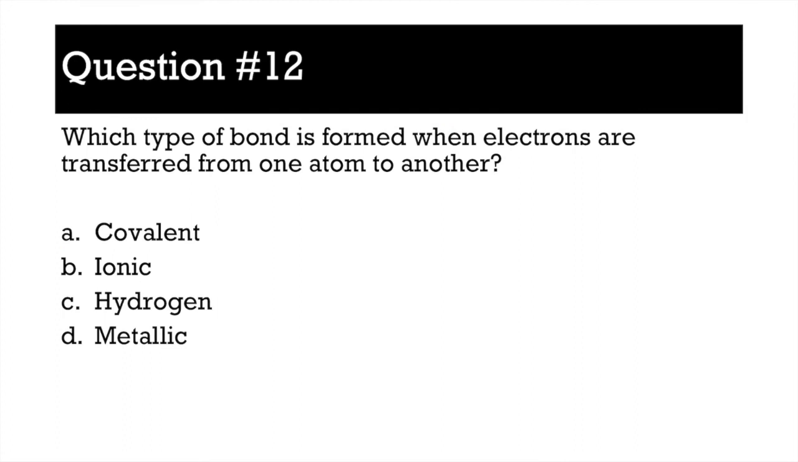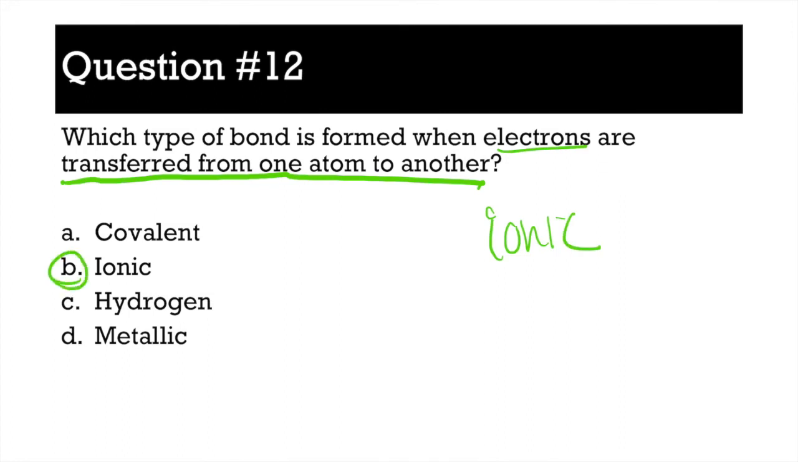Okay, number 12 says what type of bond is formed when electrons are transferred from one to another. This is very similar, if not the exact same, as one of the previous questions. Electrons being transferred, that is ionic, and so again, the answer has to be B. I think it's an exact repeat of a question. And there's only so many ways you can ask what kind of bond has transfer of electrons.